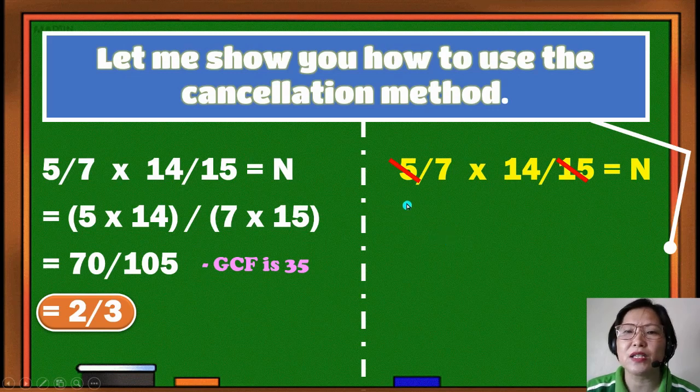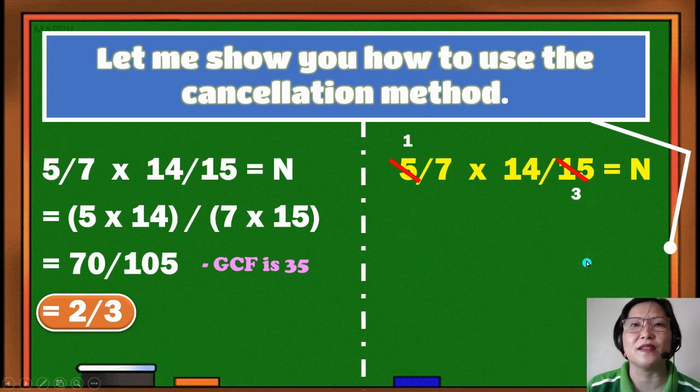And what is the greatest common factor of 5 and 15? That's 5. So 5 divided by 5 is 1, and 15 divided by 5 is 3. How about 7 and 14? Is there a greatest common factor for 7 and 14?